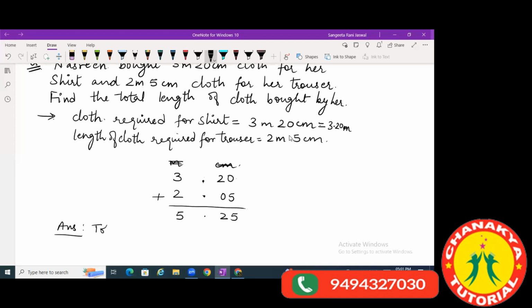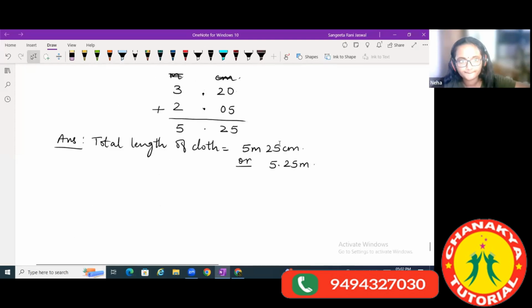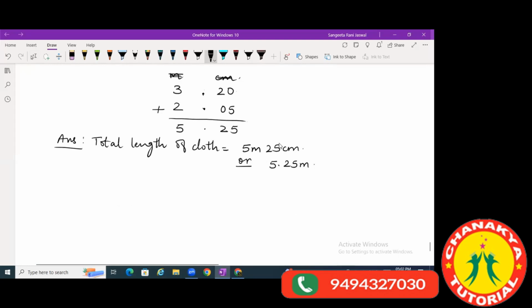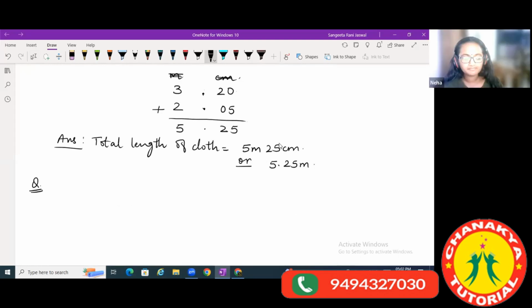Total length of the cloth is equal to 5 meter, 25 centimeters. You can write it like this also. You can even write it as 5.25 meter. Right, children? Yes, ma'am. Okay, I hope you are understanding. Yes, ma'am. We are getting it.